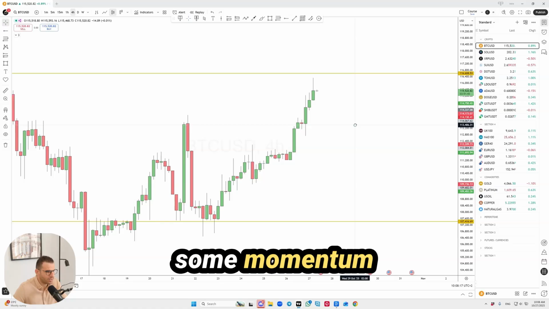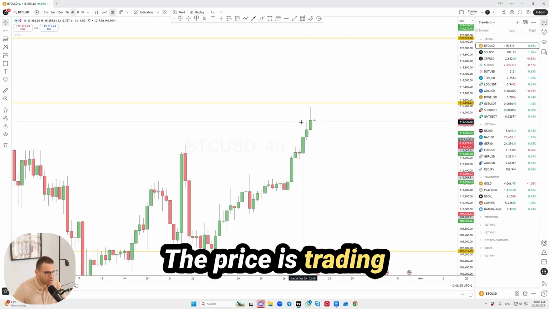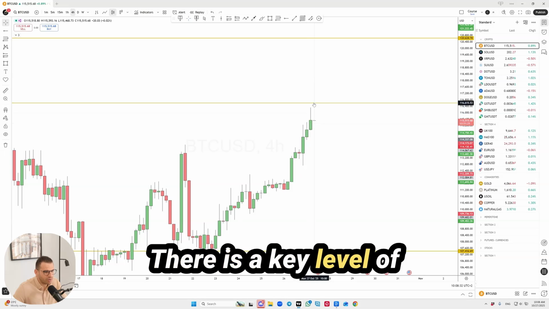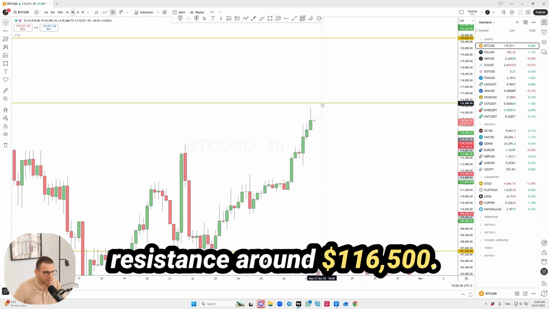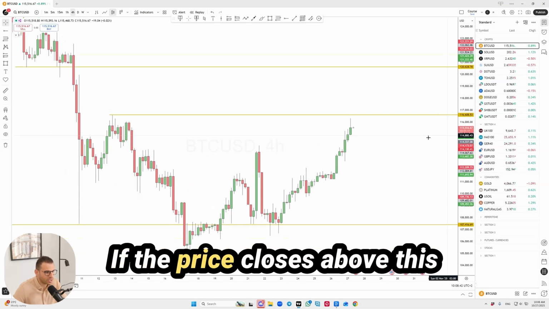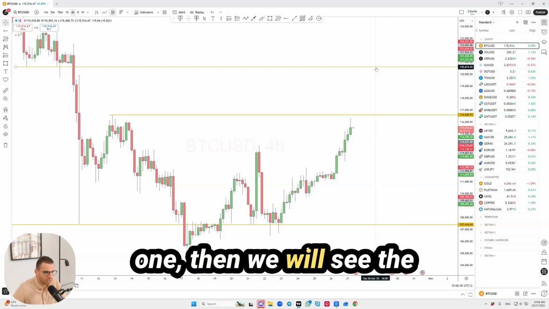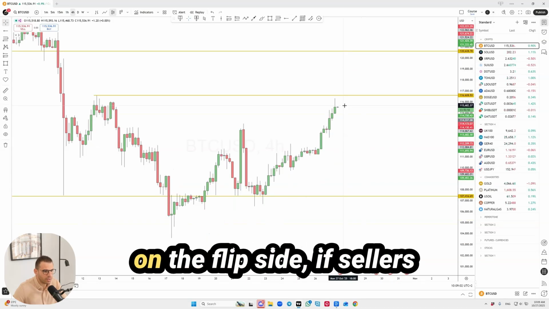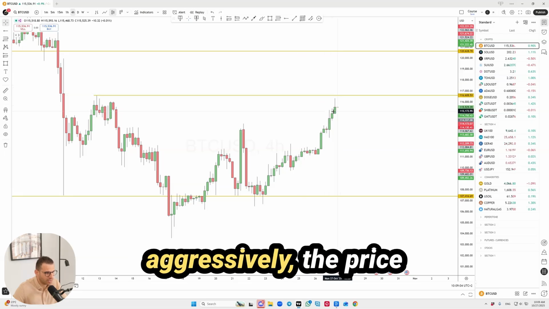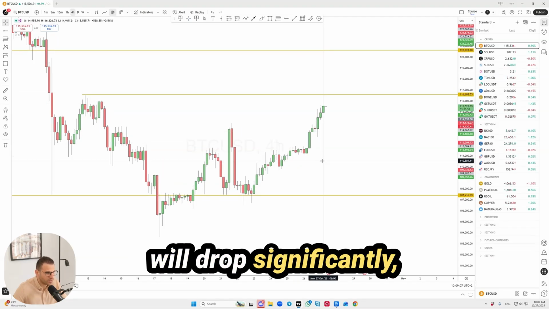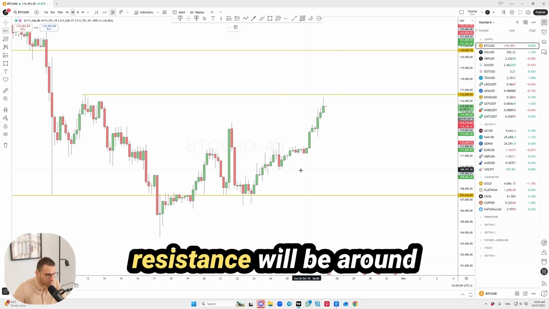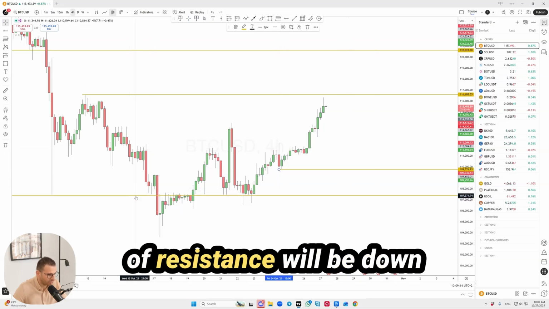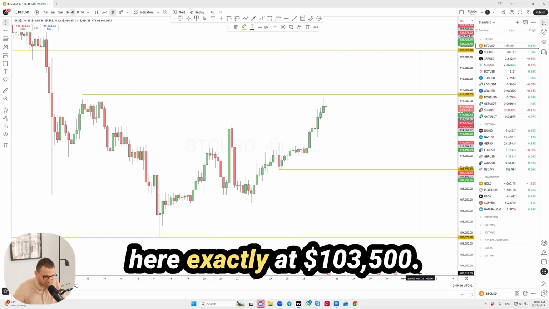Cryptocurrencies gained some momentum this weekend. The price is trading around 115,000 US dollars. There is a key level of resistance around $116,500. If the price closes above this one, then we will see the price reaching $120,500. On the flip side, if sellers enter the market aggressively, the price will drop significantly, and the first key level of support will be around $110,000.